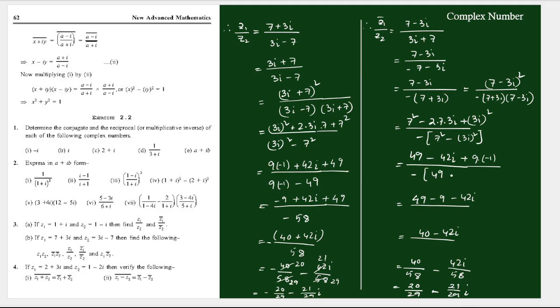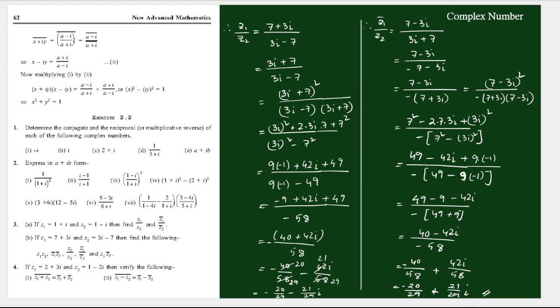So 49 minus, not 3, minus 9 into minus 1. So minus 49 plus 9, it will be minus 58. So here will be negative and it will become plus. So minus 20 and this will be plus. Okay, so this is our division part.